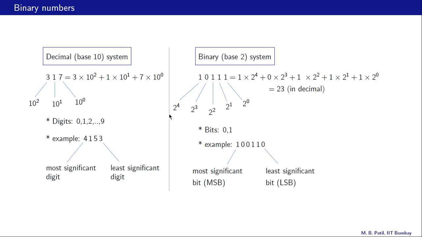So in the decimal system we had digits, here we have bits. The digits could go from 0 to 9 and the bits can only have 2 values, 0 or 1. Here is an example of a binary number. The leftmost bit is called the most significant bit or the MSB. In this case it is 1. And the rightmost bit is called the least significant bit or LSB. In this case it is 0. Why is this called the most significant bit? Because it gets the largest weight. Similarly, the LSB gets the smallest weight.